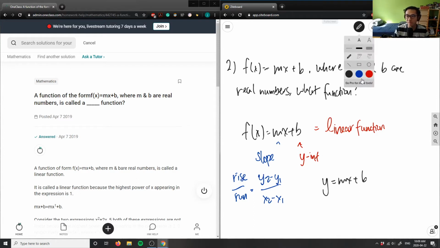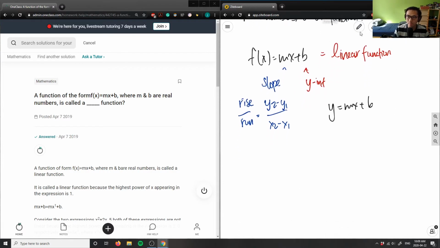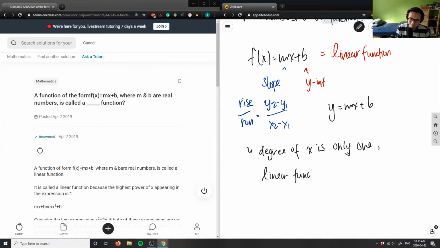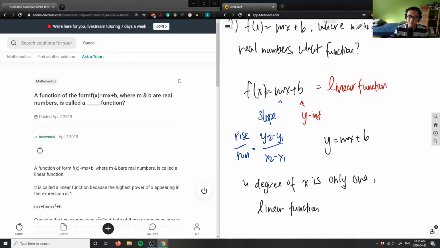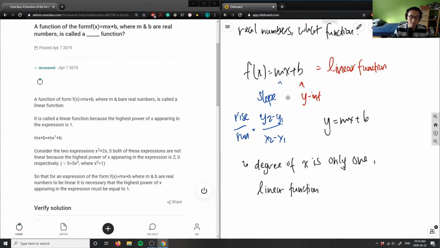Another way to think about this is that the degree of x here is only 1, right? Let me write this down: the degree of x is only 1. That's a really big giveaway that it's a linear function. If we had a squared term, we would have quadratic, and for 3 cubic, and so on and so forth. So it depends on the parent function. If it's only x, the degree of x is 1, therefore the only option is a linear function. So the slope, the y-intercept, and the degree of the highest order of the polynomial all give us a linear function.